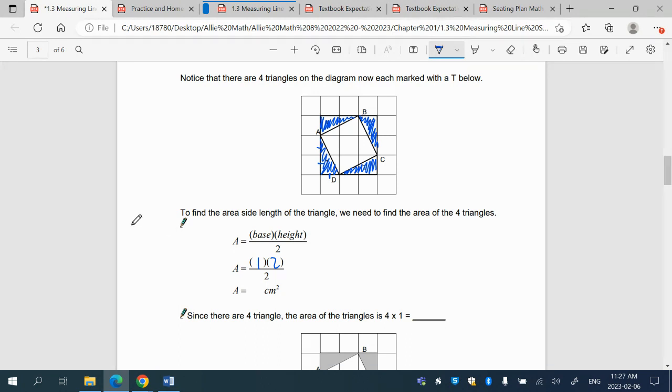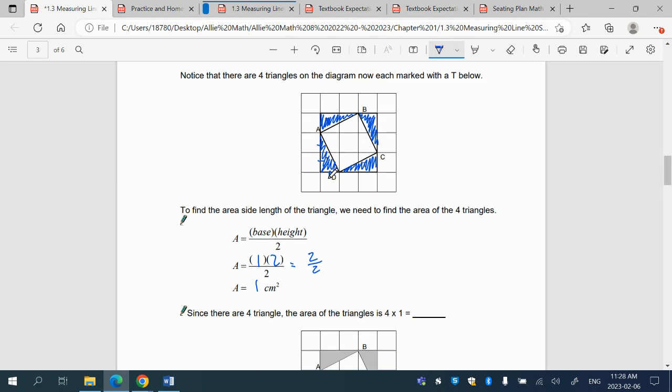So we have 1 times 2 divided by 2. So 1 times 2, everybody say it together, is 2 divided by 2. Any number divided by itself is just 1. So this triangle has an area of 1 centimeter squared.